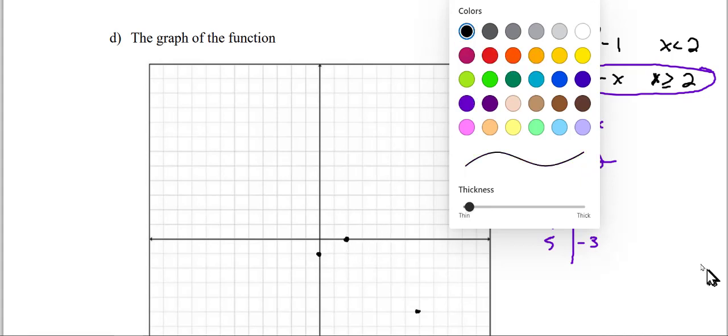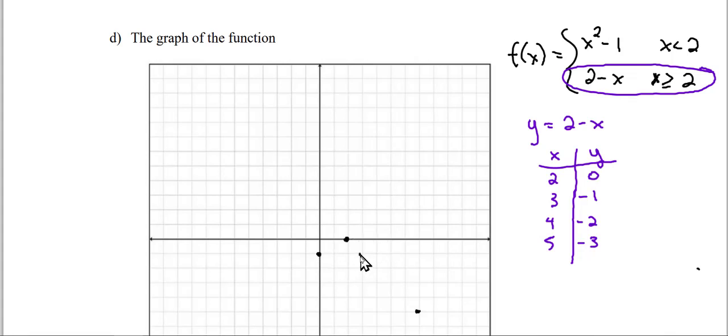3, negative 1, 4, negative 2, 5, negative 3, and we know we're going to hit that point. So I think it's pretty safe to graph this line for that part. Okay? We do not continue to the left here, because this line that I have circled in purple only applies for x values greater than or equal to 2. The equal sign on there tells me I have a filled in circle at that point, 2, 0.